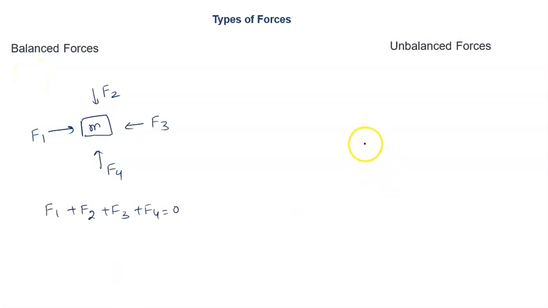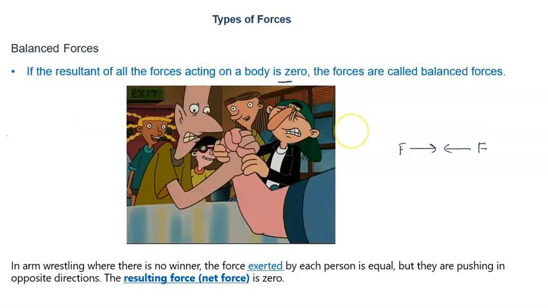Unbalanced forces are those forces in which the net sum is not 0, meaning the same object, the same forces are acting, but you add F1 plus F2 plus F3 plus F4, and if this value is not equal to 0, it is known as the unbalanced force. Like here you can see, this is arm wrestling, and if both the players are applying the same force, then you can say the net force is 0 and no one will win the match.